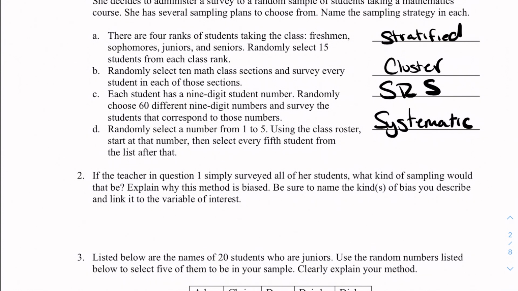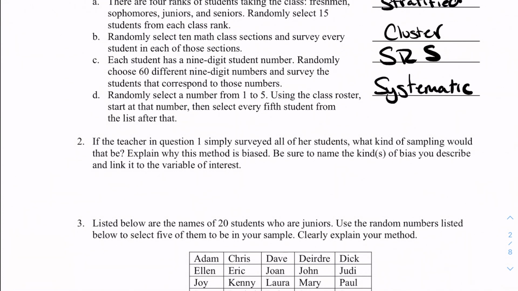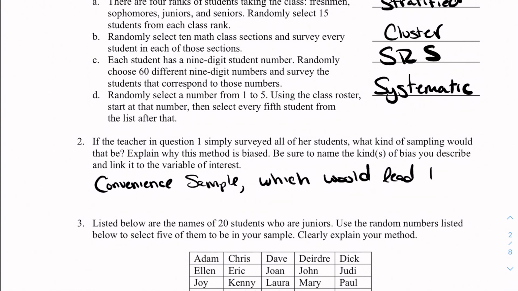If the teacher in question 1 simply surveyed all of her students, what kind of sampling would that be? Well, as we know, if you're just sampling the people in front of you, that would be a convenience sample, which would lead to undercoverage. That is our word.